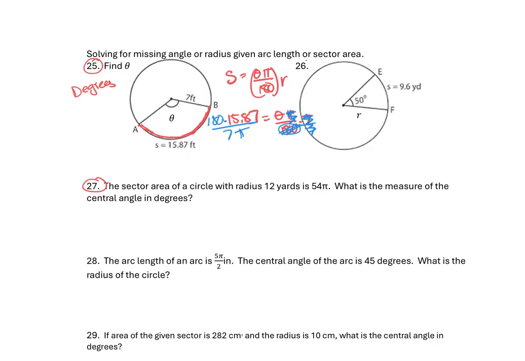And then I would go to my calculator and I would do 180 times 15.87, divide by 7, and careful, divide by pi. I literally on my calculator, divide by 7, divide by pi. They're both in my denominator. Okay, and then just so you know, if you did that, I believe you should be getting around 129.9 degrees for theta, or around 130. Kind of depends on how exact your answers are.